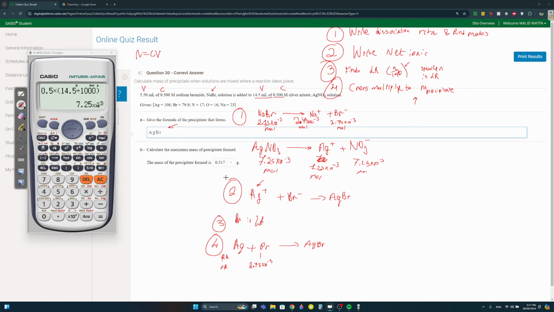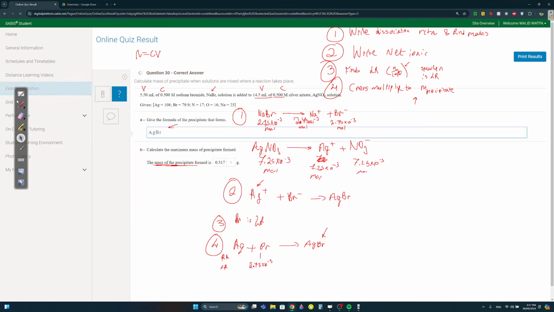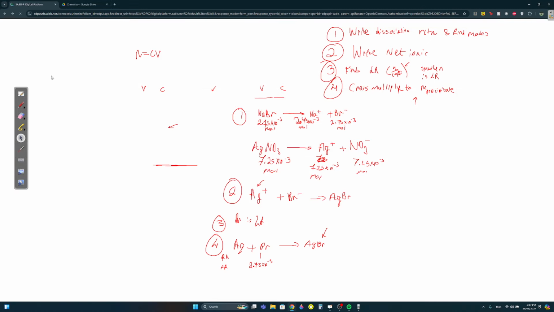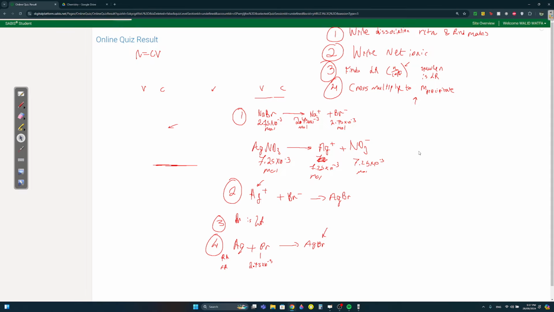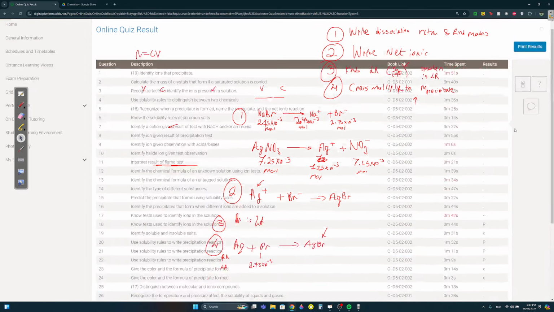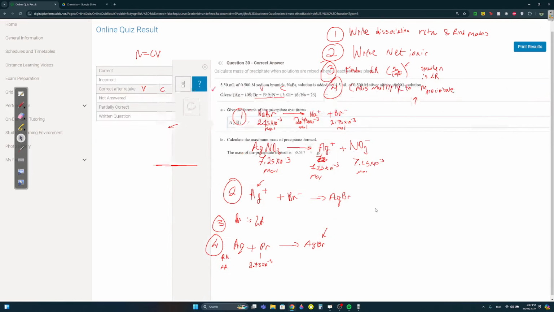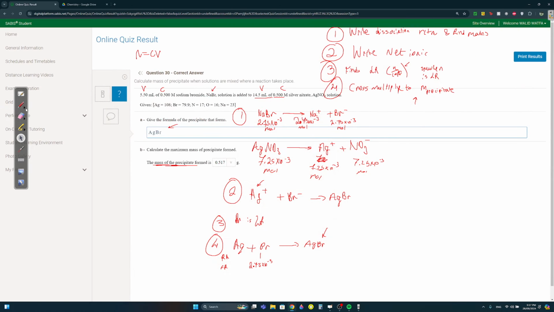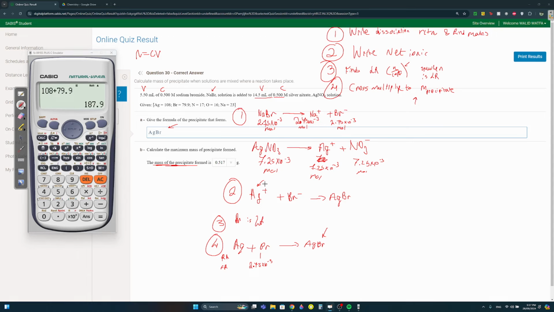What are we trying to find? We're trying to find the mass of the precipitate. How much is the mass of AgBr originally? Originally, it's 108 plus 79.9, which is 187.9. That's the mass of it in the reaction, right? Because it's 1 mole.